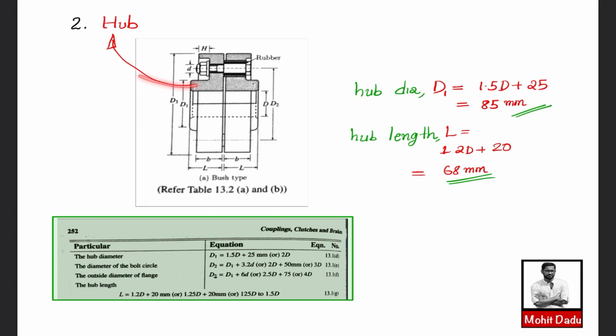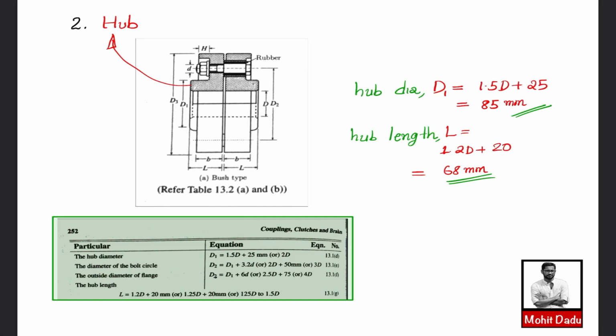You can see the hub here, this diameter is given by capital D1, and we will be using the same empirical relations used in the last case. That means you can look at 13.1 D for hub diameter and 13.1 G for the hub length. So hub diameter will be equal to capital D1, which is 1.5 D plus 25. Here you will get it as 85 mm, and the length of the hub will be equal to 68 mm by substituting these equations. So we have designed the second part also. This is similar to the flange couplings.